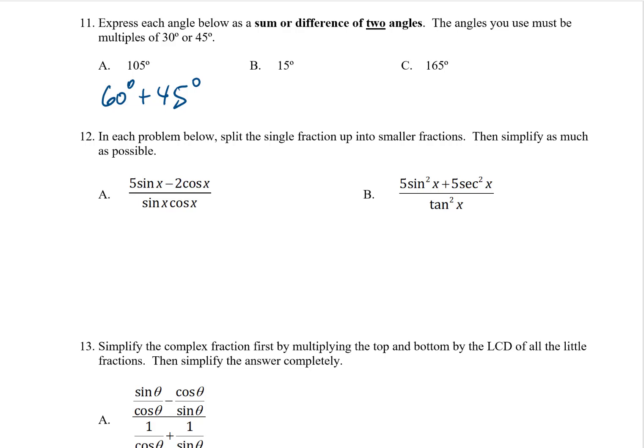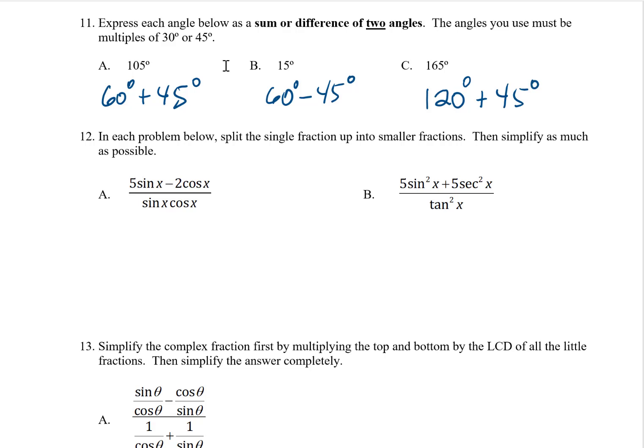15, actually I could use the same ones. I could do 60 minus 45 degrees, and that makes 15 degrees. 165, I should probably use something bigger. Let's see, how about 120 degrees? That's a nice angle that we have. And plus 45, and that makes 165.